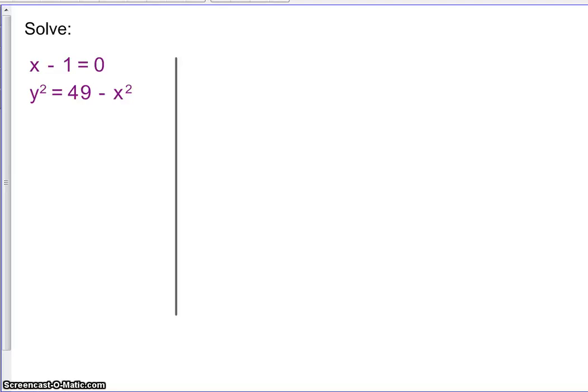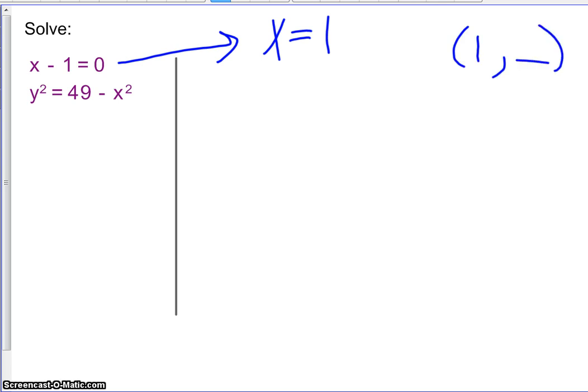In order to solve this one, you're going to have to use substitution. So for this problem, I would use substitution. I'd say x is really 1. I already figured out what x is, so in solving it, I just need to figure out what y is. I'm going to use the fact that I know x can be replaced with a 1. I look at my second equation, y squared equals 49 minus x squared.